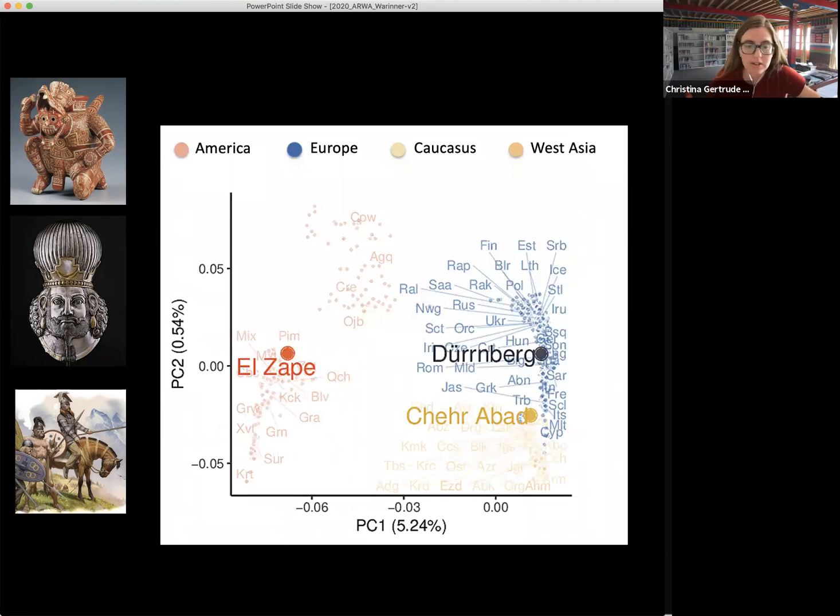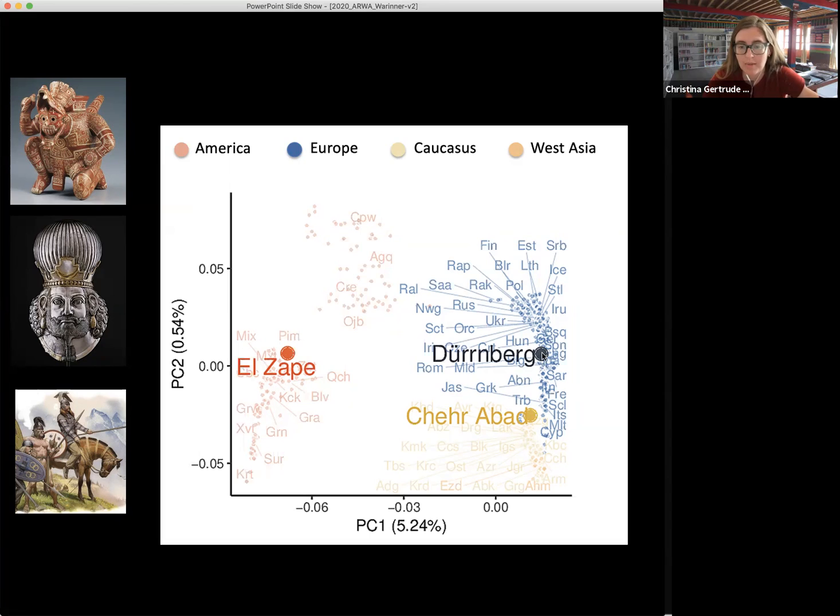Within the feces, we also don't just obtain bacterial DNA, we also find human DNA from the person who deposited the feces. And here, what we did is we just analyzed the human DNA from each feces and plotted them against the genetic distribution of human populations today. And they make a lot of sense. So our sample from El Zape falls within the genetic distribution of indigenous peoples of the Americas.